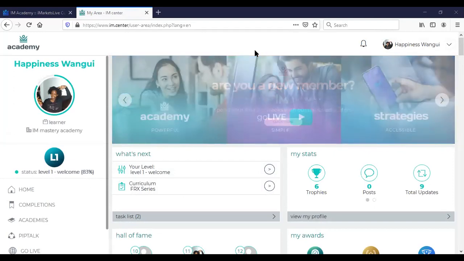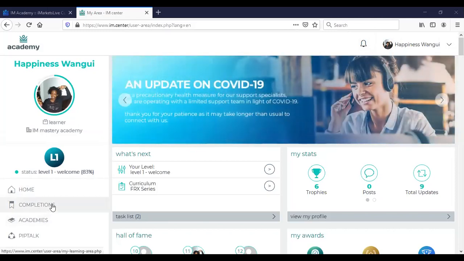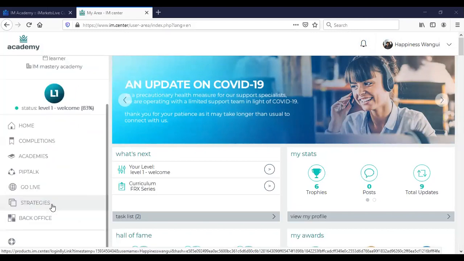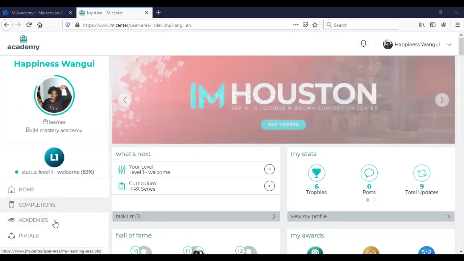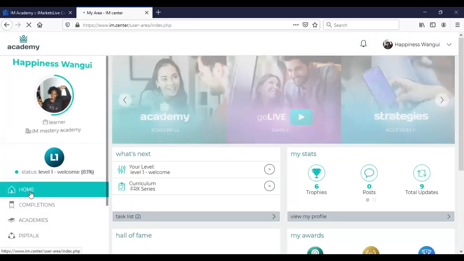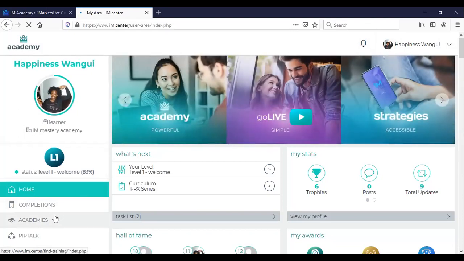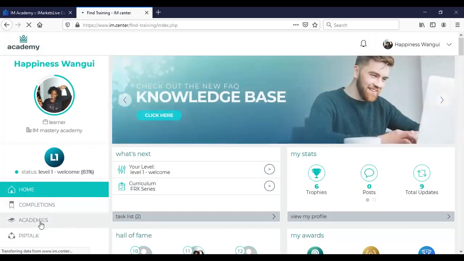Now, on the IAM Center, the front page will look like this. We have home on the left side. We have completions that will show you how you're doing on your academy. We have the academy, pep talk, and the back office. So today, let me just go to home. It's where we are. I hope people who are here know where the academy is, but you can just look at it very shortly before we continue.